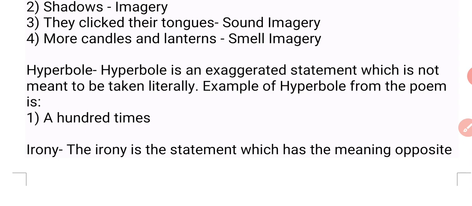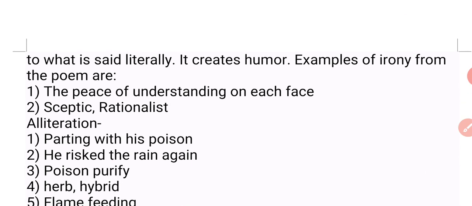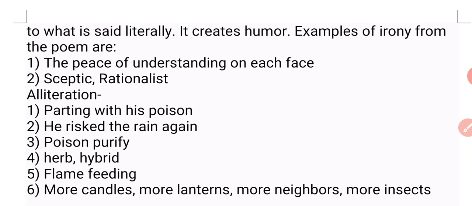Irony. So what is the irony in the poem? Irony is a statement which has the meaning opposite to what is literally said. It creates humor, and an example of irony is when the poet says the peace of understanding on each face. This is the stanza where he said that the villagers were talking about the previous birth, about the next birth, and about how it can purify the flesh of desires and the spirit of ambitions, and they talked about many things. And after giving their opinions and showing their different beliefs, they were not able to help the poet's mother. So this statement, the peace of understanding on each face, is an irony, because they could not understand what to do, they could not help her actually.